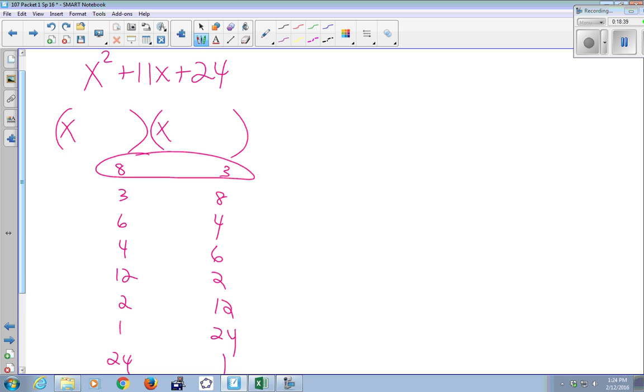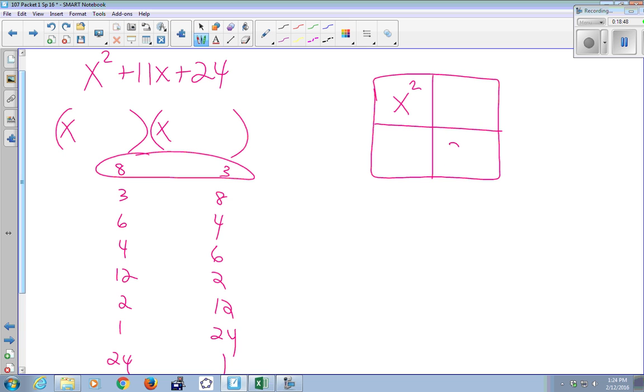With the box method, we draw the 2 by 2 box. We put x squared in the upper left and we put 24 in the lower right. You always put the first term upper left and the constant term in the lower right. And then you say, okay, x squared times 24. You multiply those two terms together, and you get 24x squared.